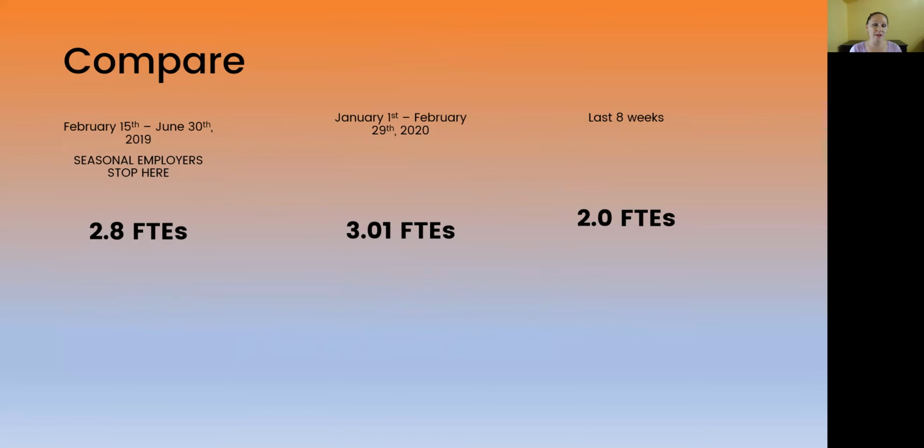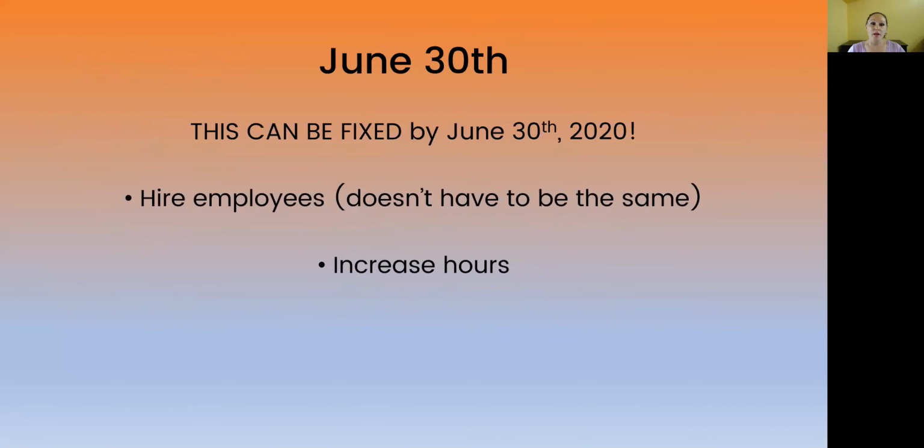So as a non-seasonal employer, you're going to want to use the time period of February 15th, 2019 through June 30th of 2019, because there's less there that you have to fix. The discrepancy is not as big. But the good news is it can be fixed, provided that it is fixed by June 30th of 2020. And there are 2 ways to do this.